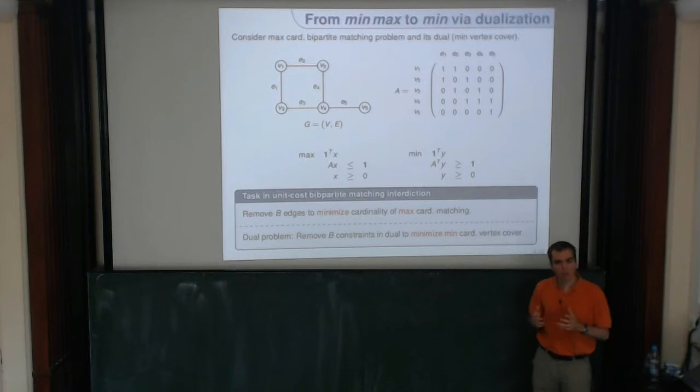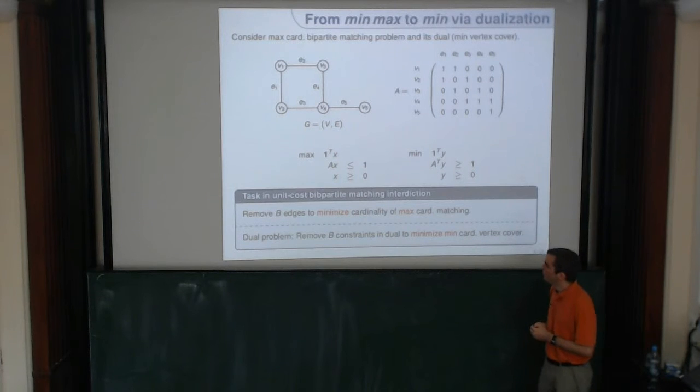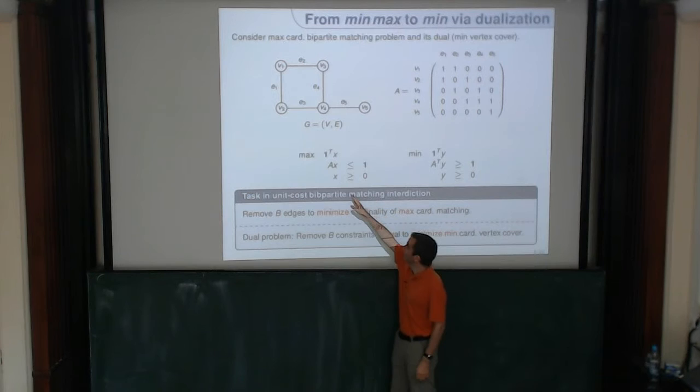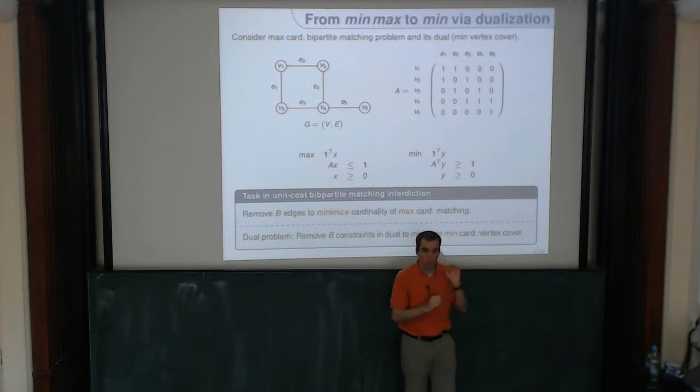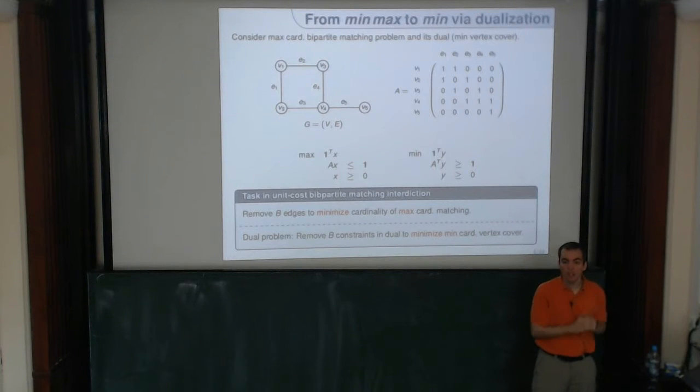Let's first try to interpret what interdiction means in terms of these two problems. In the primal problem, interdiction means that you remove some of the edges. Let's assume the unit cost case. You can remove B edges, which is the same as setting B of those X variables to 0. You force B of those variables to be 0, and then you optimize the remaining LP, and you want to set variables to 0 in such a way that the remaining LP has value as low as possible.